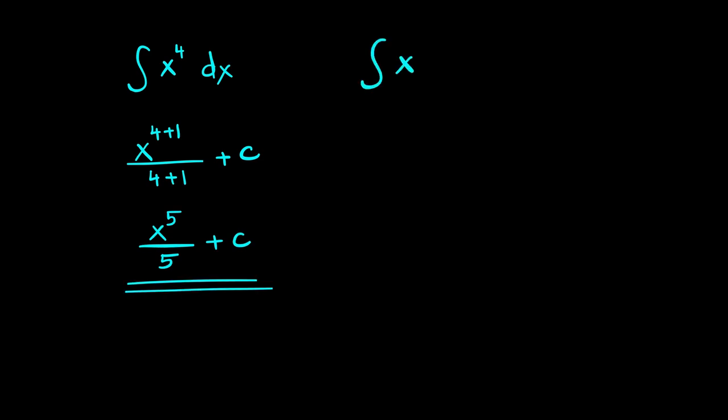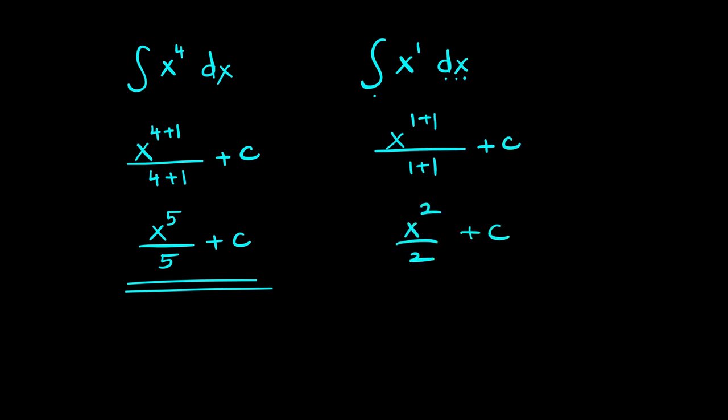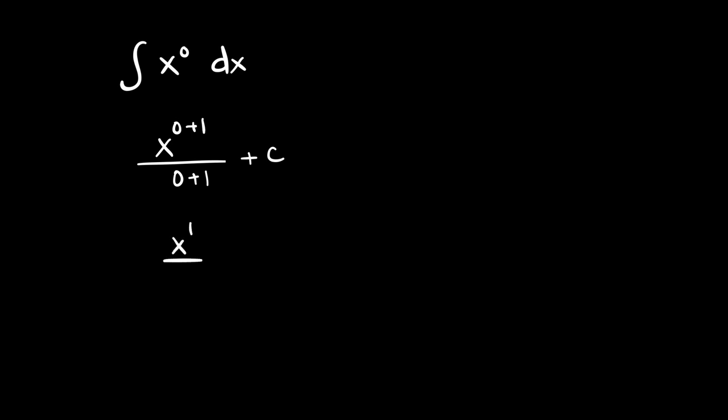Similarly, if I have x raised to the power of 1 and I'm integrating it with respect to x, it is x to the power 1 plus 1, divided by 1 plus 1, plus a constant of integration c, which is x squared over 2 plus c. Something like x raised to the power of 0, and I'm integrating it with respect to x. Increase the power by 1, divide by the new power, plus a constant of integration. This becomes x raised to the power of 1 over 1 plus c.